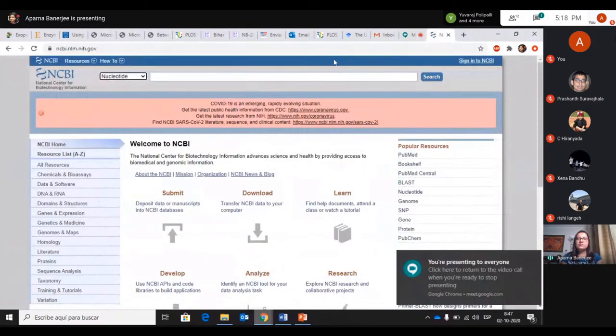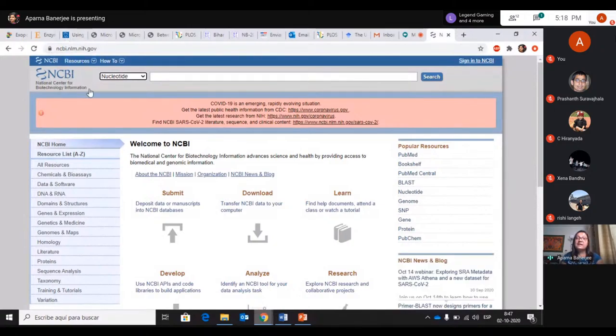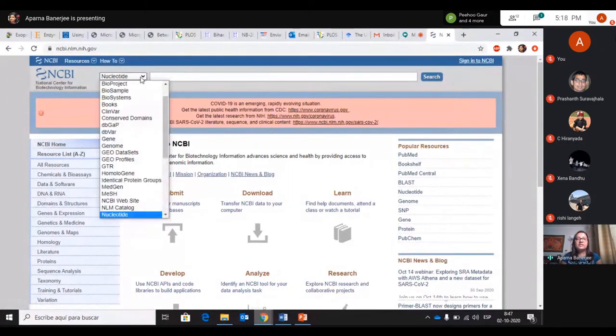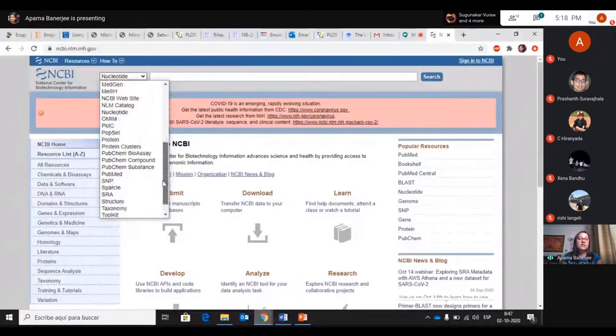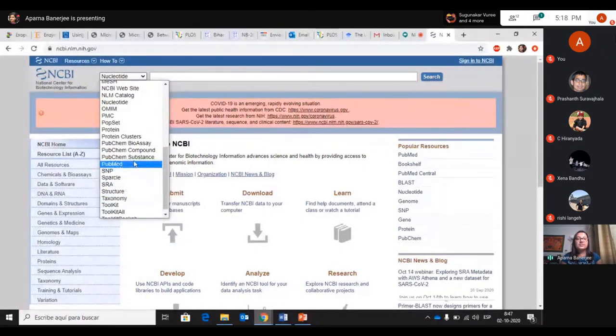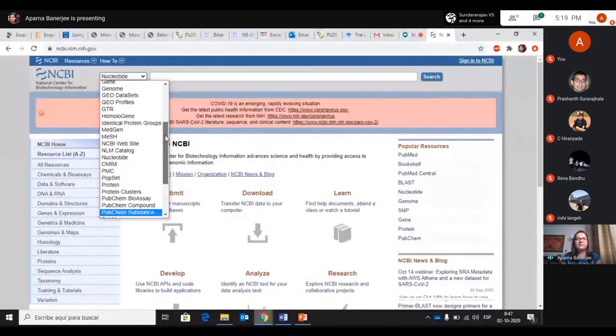Okay, so we came to NCBI. I hope you all know about this. It's one database, the National Center for Biotechnology Information, and they have a lot of sequences within them. They have nucleotide sequences, whole genomes, structures, and proteins. They have a lot of things deposited on this website.